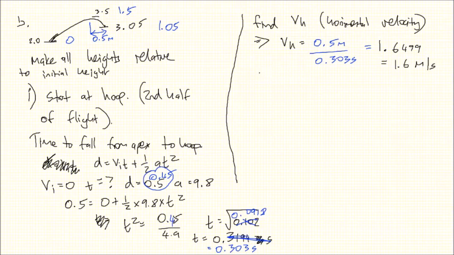Sorry, something just above 1.6 meters per second. 1.6 meters per second is the rounded two significant figure answer. Right, now, that's the horizontal velocity. What about the vertical velocity? Where do I get that from?